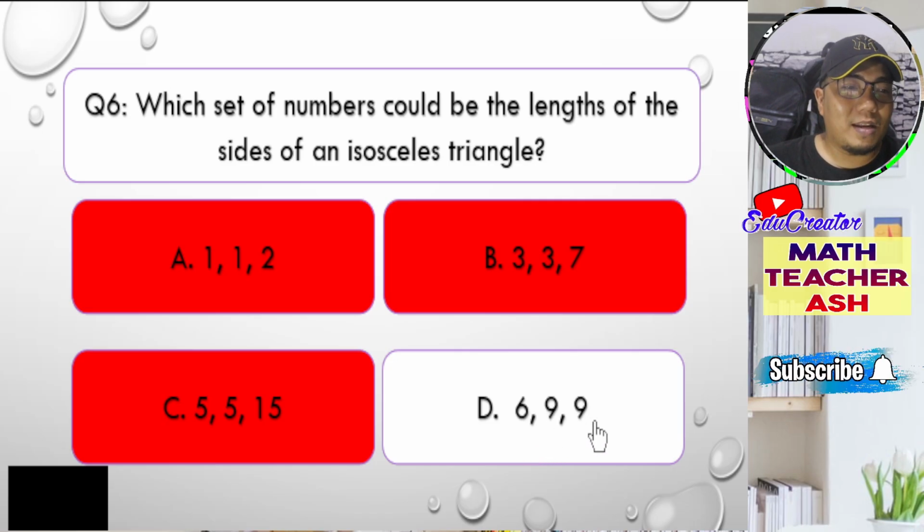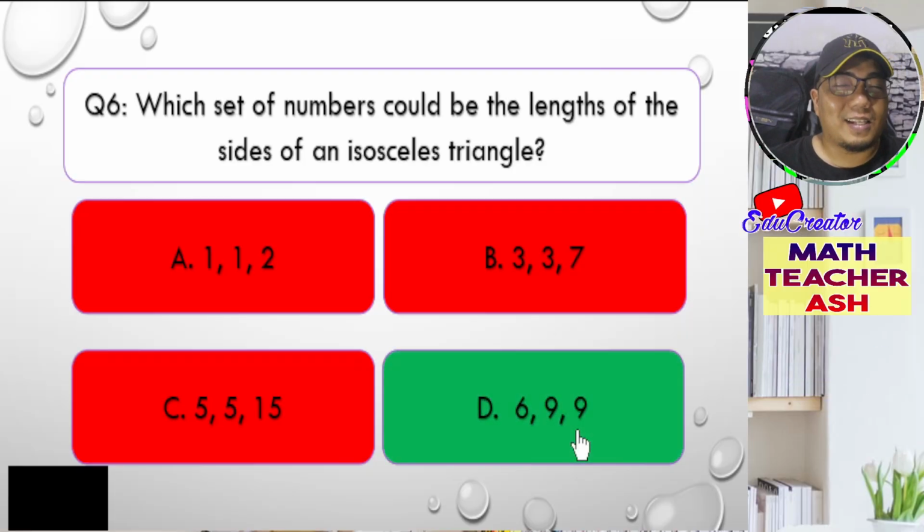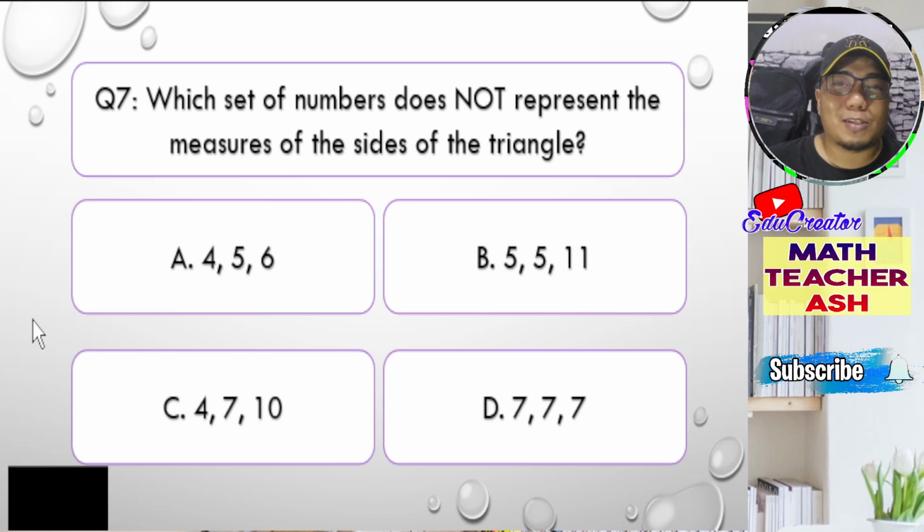So letter D, we have 6 plus 9, that is 15. 15 is bigger than 9. 9 plus 9, that is 18, bigger than 6. 6 and 9, same goes. So therefore, the correct answer for this is letter D. Alright, so I hope you got that one, my dear math learners. Now let's go to question 7.